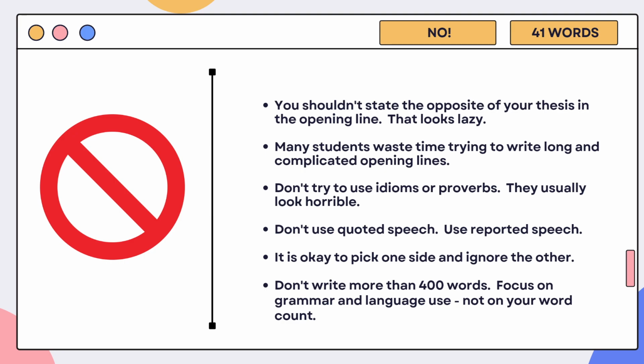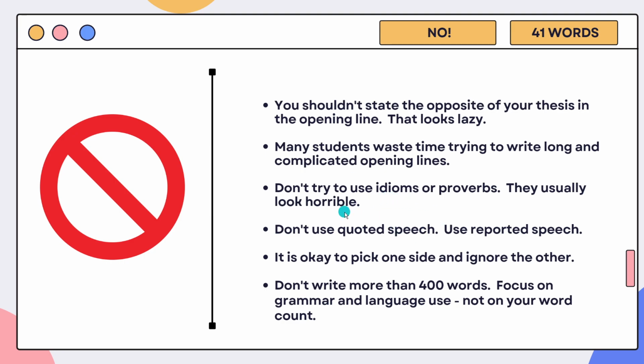Don't try to use idioms or proverbs. They usually look horrible. Look, there's no special bonus for using "it was raining cats and dogs." Again, some students think and some teachers think that you'll get bonus points if you use a silly idiom or a proverb in the essay. That's not the case. Most of the time, it's going to end up hurting you. To use an idiom myself, you're just going to shoot yourself in the foot. Don't do it. Don't use quoted speech.